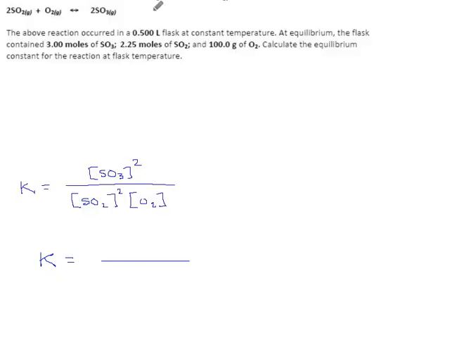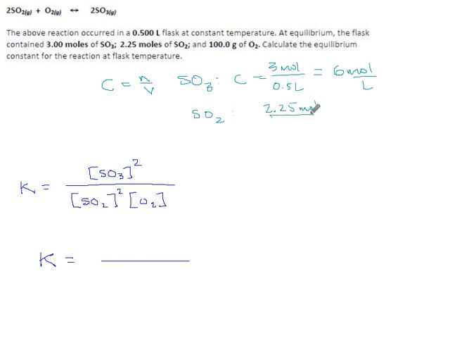I'll do this kind of fast because I think you're probably experts by now. Concentration is number of moles divided by volume. For the SO3, the concentration is 3 moles divided by 0.5 liters, which is 6 moles per liter. For sulfur dioxide, it's 2.25 moles divided by, they're in the same container, so again 0.5 liters. That'll be 4.5 moles per liter.